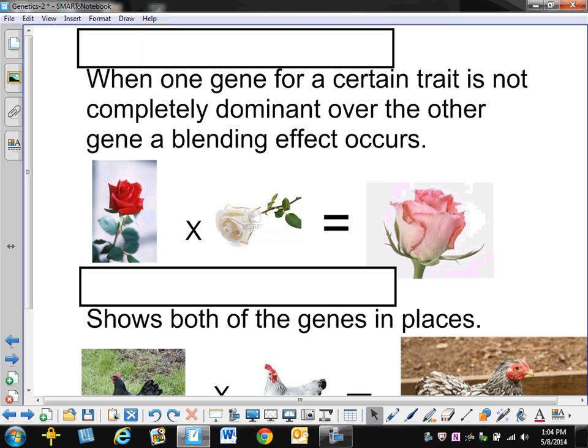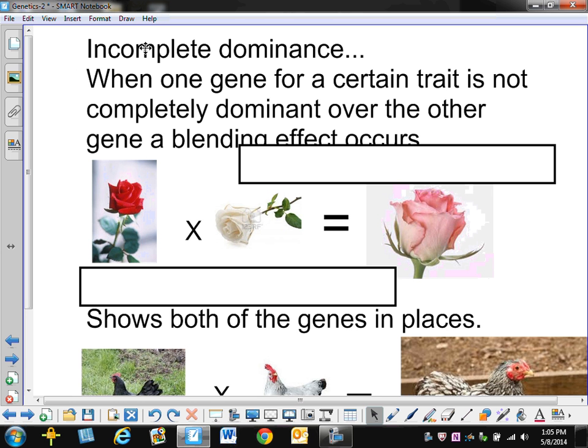And you can see this right now out in the senior courtyard. But let me put it this way. If I took a bucket of pure white paint and a bucket of pure red paint, and I poured those into another bucket, what's the color of paint going to be? Pink. Thank you. If we take a red rose, we cross it with a white rose, we end up with a pink rose. This is because of what's called incomplete dominance. Neither one of them is strong enough to come out, so they share.